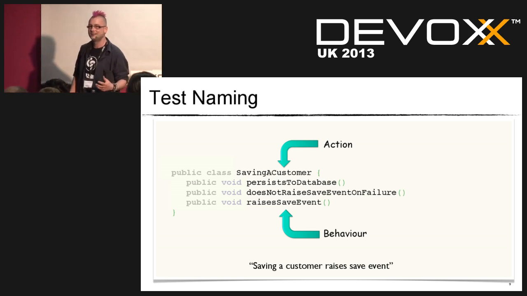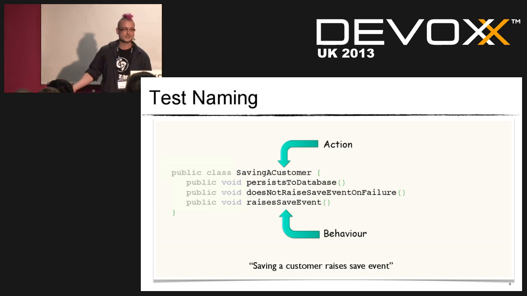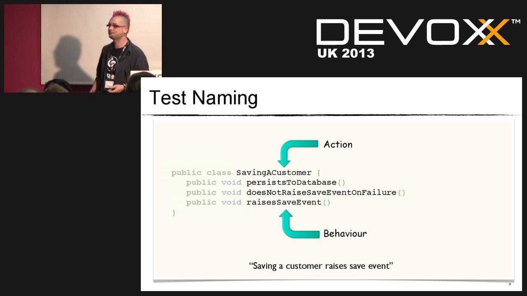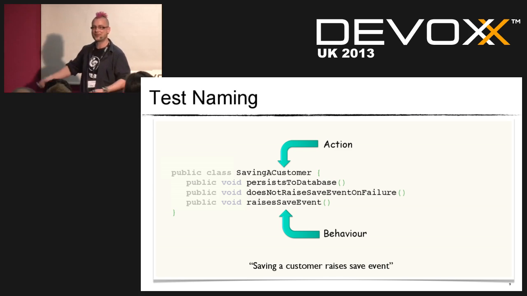You know what your action you're going to take is. You know what your behavior is. Embody that into your test name. Did anyone go to Rob's talk this morning on Groovy testing with Spock? That was awesome. You don't even care about method names anymore. They become unimportant.